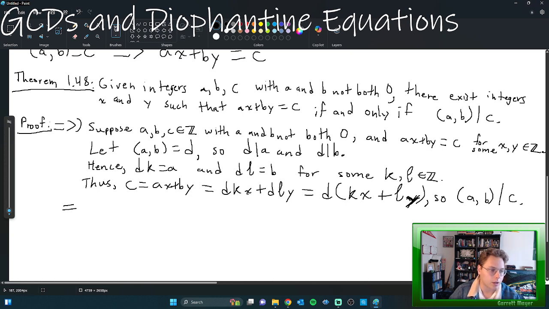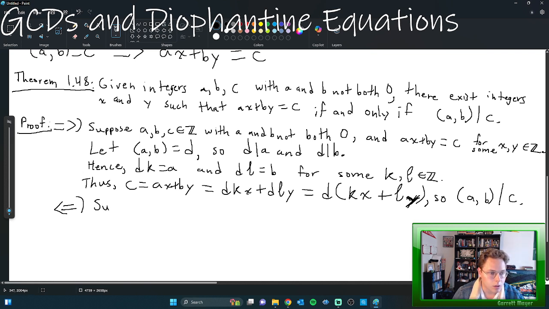Relatively quick proof, actually, for such an important concept. But I think we did a lot of the work earlier on, getting to this equation. This one is relatively straightforward, just because we know that a and b divide it. But for this other direction, we're going to get a lot of work done by the theorem that we proved in the previous video.